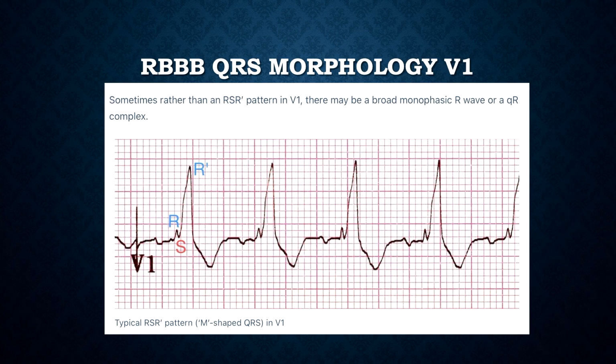So let's look at V1 again. As you can see, the rabbit ears look a little different in this one. It's upright, it's wide, greater than 120 milliseconds. But you can see that teeny little notch, and then you have that big upright R prime. So basically the way that rabbit ear works is you have an R, S, and then you have an R prime. And that is classic for a right bundle branch block in your V1 lead.